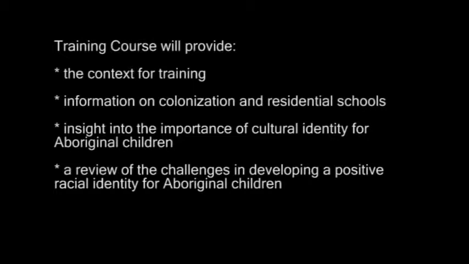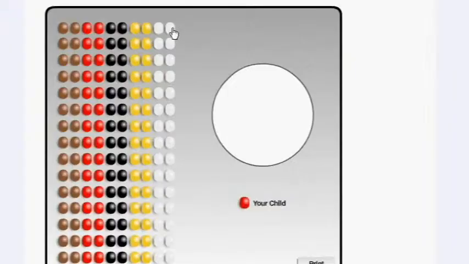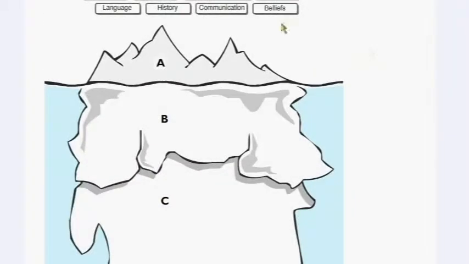In summary, this training course will provide the context for training, information on colonization in residential schools, insight into the importance of cultural identity for Aboriginal children, a review of the challenges in developing a positive racial identity for Aboriginal children, background on the significance of developing and maintaining a child's connection to their family, extended family, culture, and community, information about post-adoption services and resources, as well as many thought-provoking interactive activities to help give you insight on Aboriginal culture.